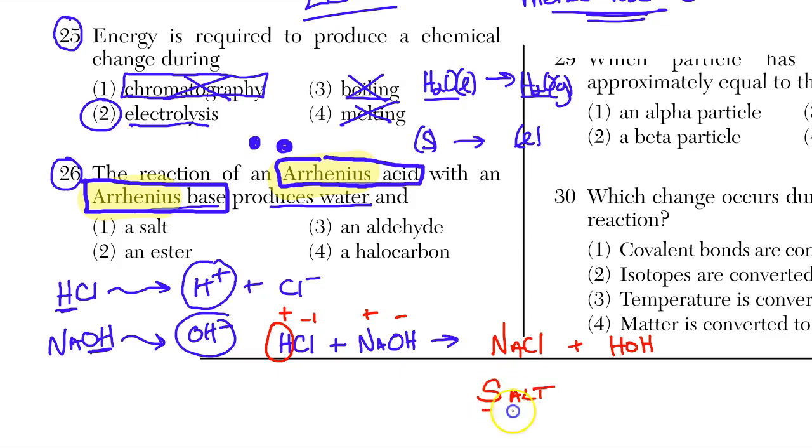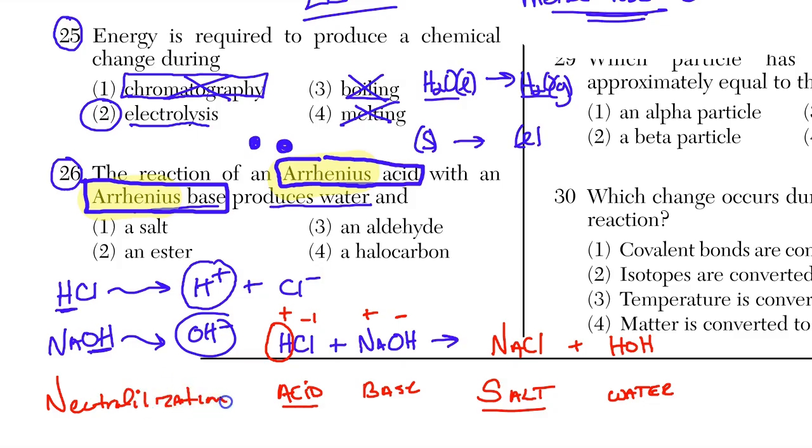And so the type of reaction that exists between an acid, whether you want to call it Arrhenius or not, and a base, produces a salt and water. Essentially, this reaction is a neutralization reaction. But it's also a double replacement reaction where the ions just kind of switch partners. You can think of it as a type of double replacement reaction. Okay, so acid plus base makes salt and water.